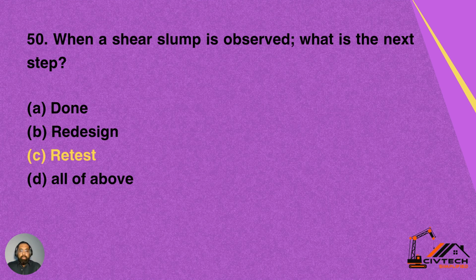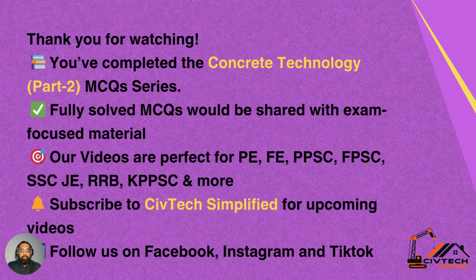Then we have question 50 and the last question for this part of the video. When a shear slump is observed, what is the next step? Option A, done. Option B, redesign. Option C, retest. Option D, all of the above. So once a shear slump is observed, the test should be reperformed. Option C is the correct answer for this question, which is retest.